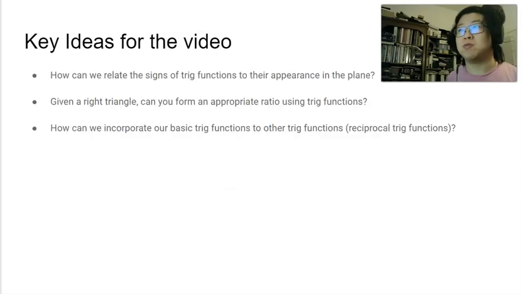Here are the key ideas for today. The three main questions I'm asking here are, how can we relate the signs of trig functions to their appearance in the plane? So this is kind of leeching off of our understanding of the unit circle. I'm going to go through that here in the lesson after I do a bit of a refresher again on sine, cosine, tangent, and a bit of definition on that.